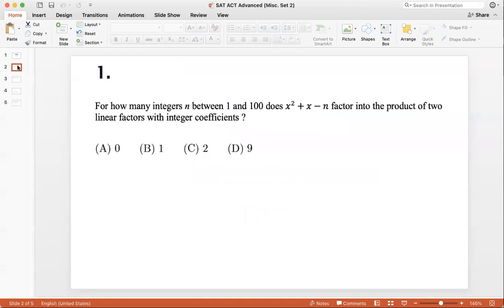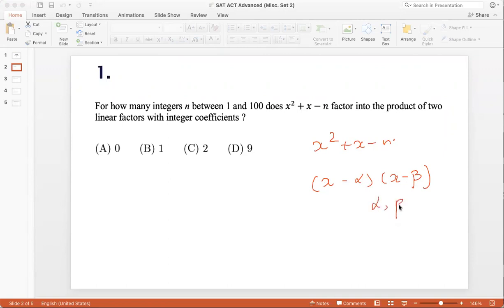So let's begin. For how many integers n between 1 and 100 does x squared plus x minus n factor into the product of two linear factors with integer coefficients? So if you think about it, we need to factor x squared plus x minus n into linear factors of the kind (x minus alpha) into (x minus beta), so that the roots become alpha and beta.